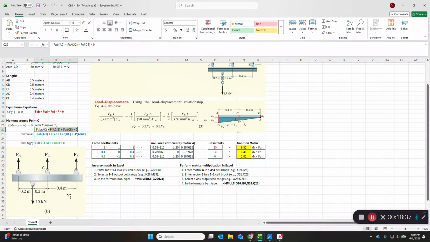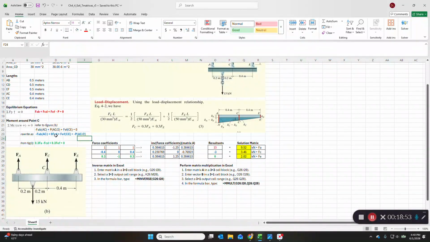And then we have F_EF, which is this reaction on the right, times the arm from C, which is 0.4. So those all have to sum to 0. You can rewrite that like so. I just move the P·AC over 2 to the right.